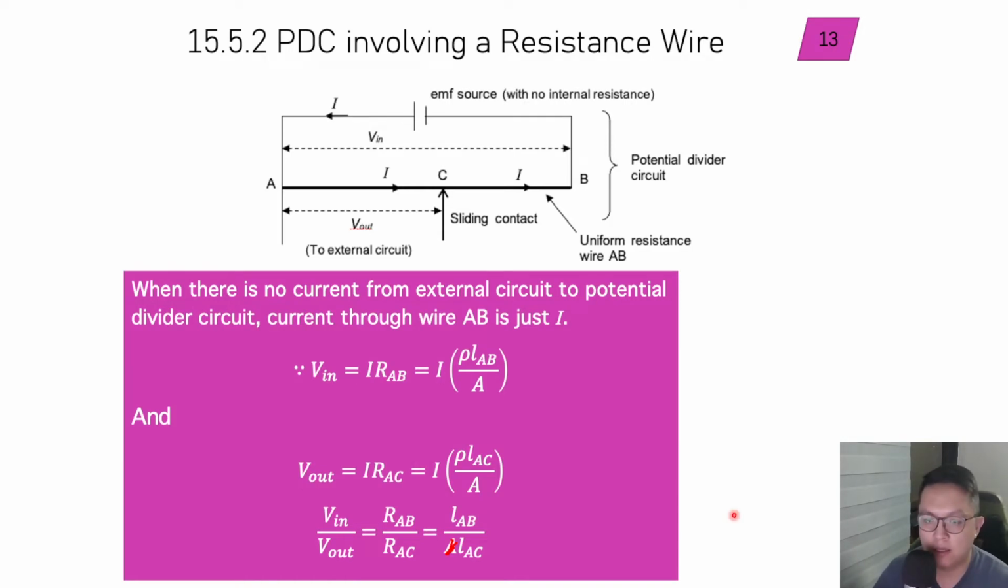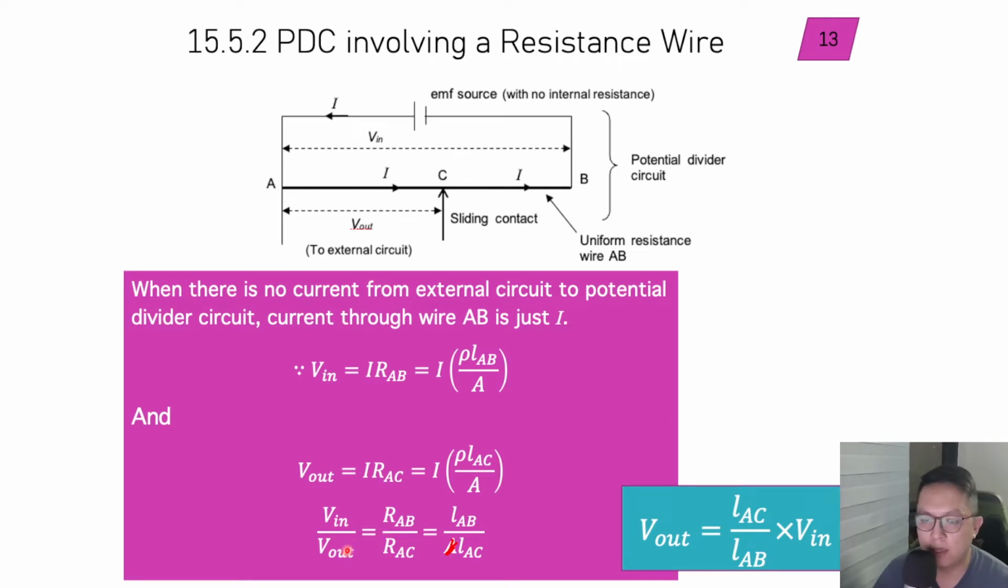Then let's continue. If we rearrange this formula, we can get this equation here. I'm going to push my V out to the right hand side and shift the LAB with LAC back to the left hand side. So I get V out equals LAC over LAB times V in. Basically, you can see that this V out is equal to the proportion that this length has over the whole length. So right now you can see how you can adjust the position of the sliding contact to get a larger output voltage.